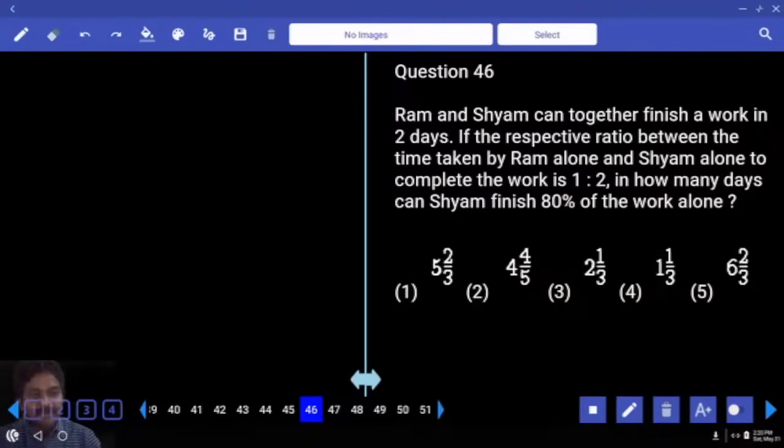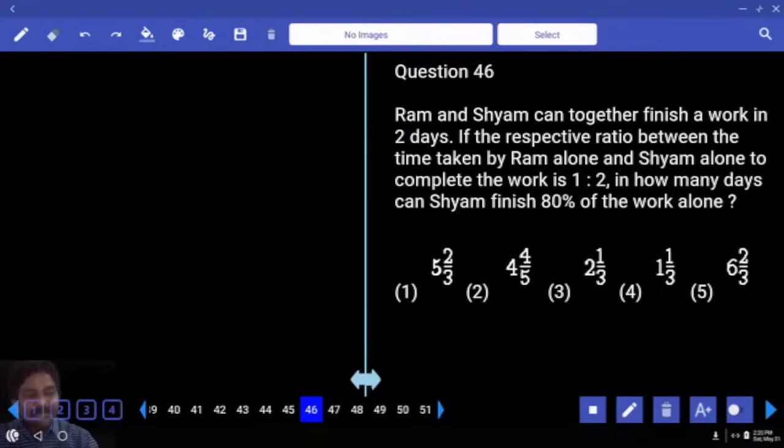Ram and Shyam can together finish a piece of work in 2 days. If the respective ratio between time taken by Ram alone and Shyam alone to complete the work is 1:2, in how many days can Shyam finish 80% of the work alone?